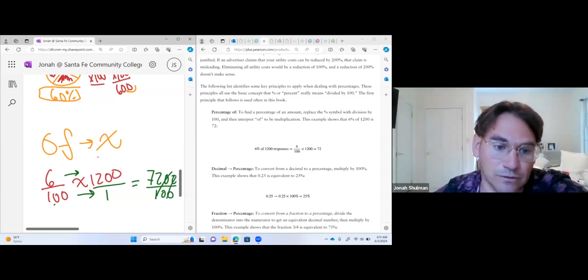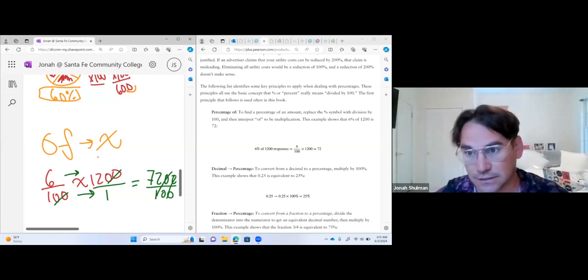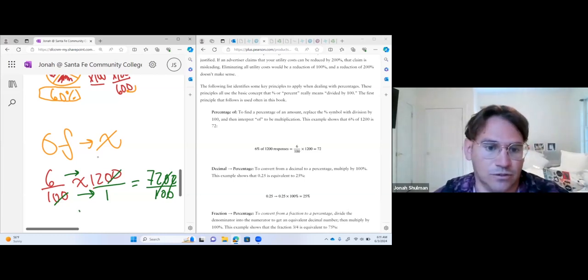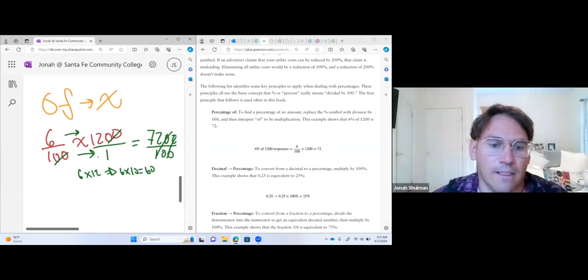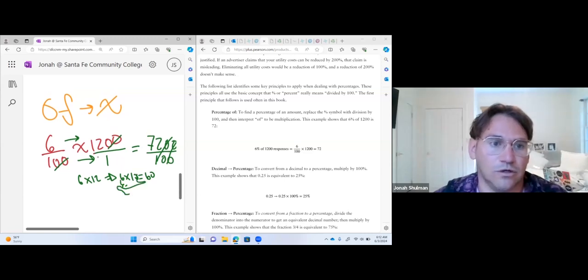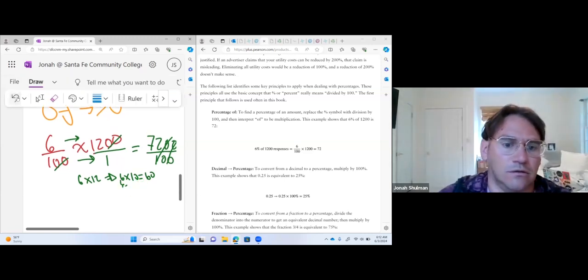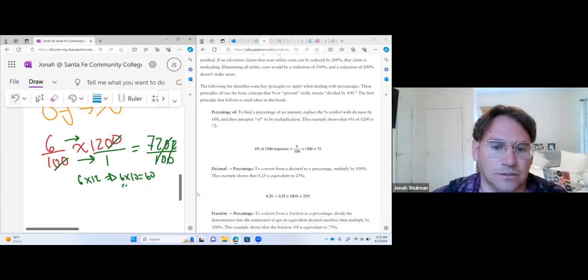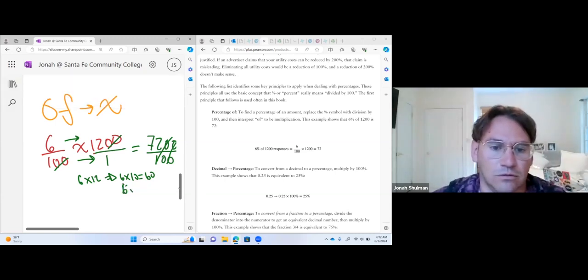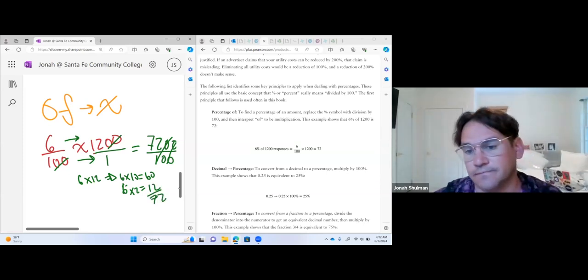How would I do it? Zeros on the bottom, zeros on the top. What's 6 times 12? Well, 6 times 10 is 60. It's just 6 times 12. This is how I'm doing them in my head. 6 times 10 is 60, 6 times 2 is 12, and I add them together. That's how I knew they were right with the 72.